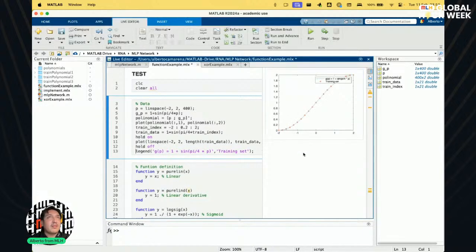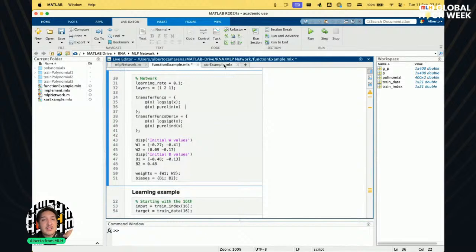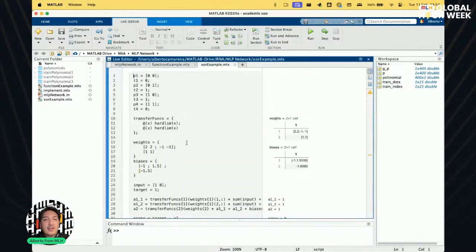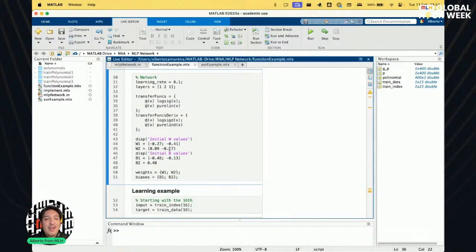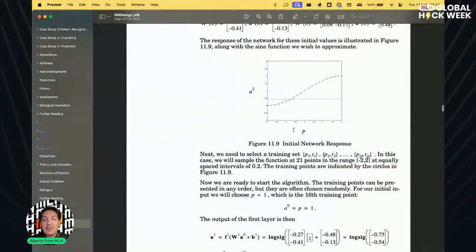Don't know why sometimes this happens, but yeah. So our blue line is the function g of p, and the red marks here are the training set, right? So we define our functions. We define a network, similar to what we did here, but in this case we are adding a little bit more things, which are the initial values. Before we did not give initial values because they stayed the same all the time, but in this case we have other values that are used, given by the example.